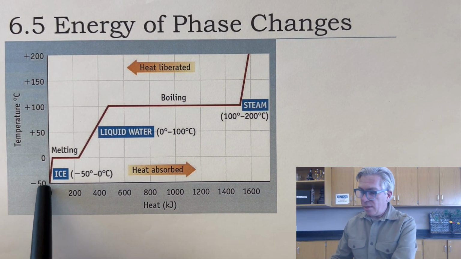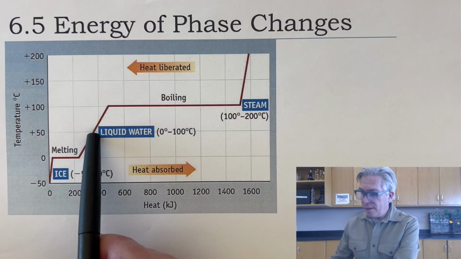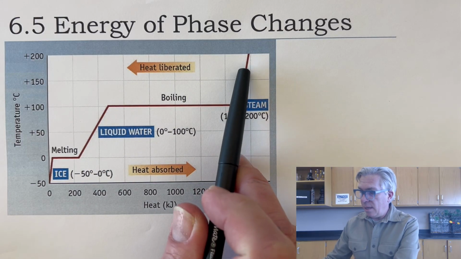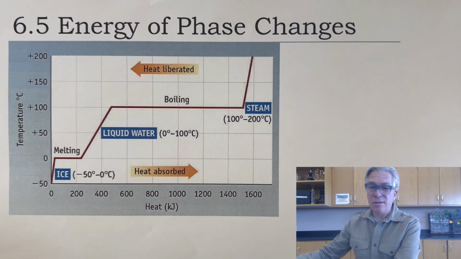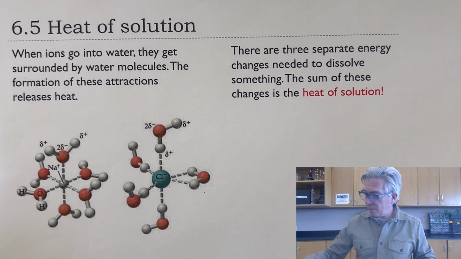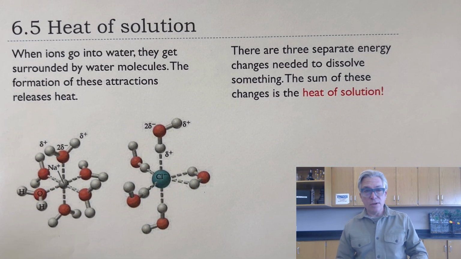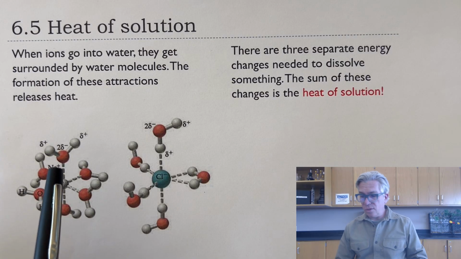Water has a low heat capacity in the ice form, a very high heat capacity in the liquid form, and a low heat capacity again in the steam form. And again, don't memorize those. If you ever need them, you'll probably be given them. Now, there's another physical change that involves a heat change, and that is the heat of solution.